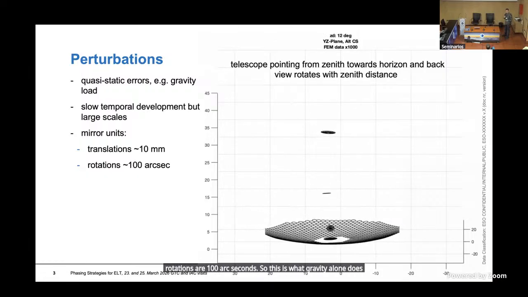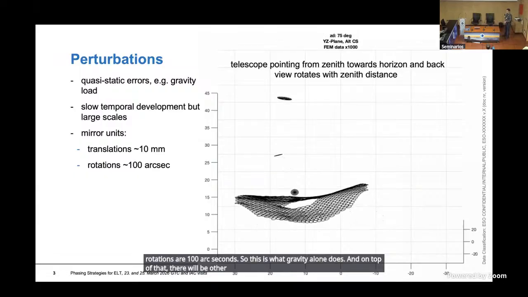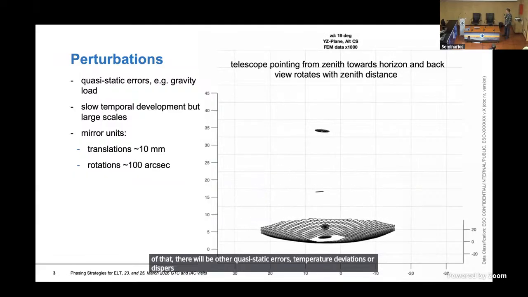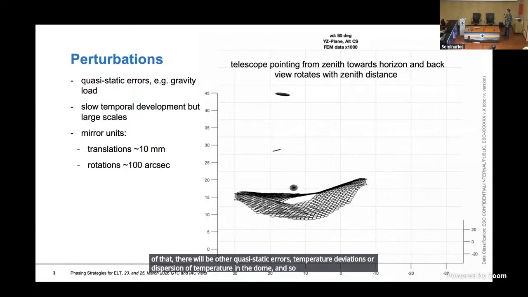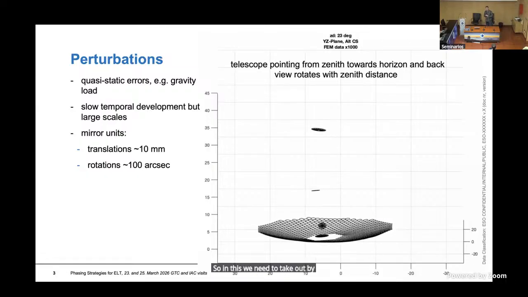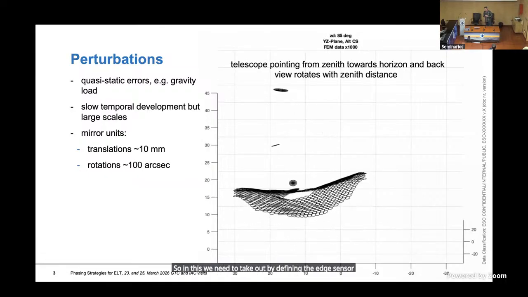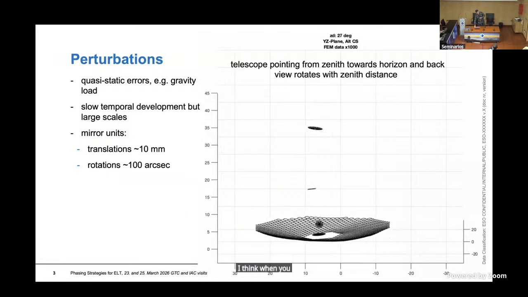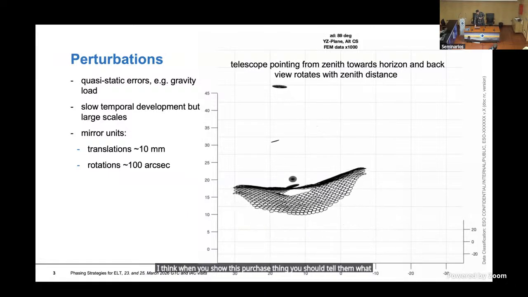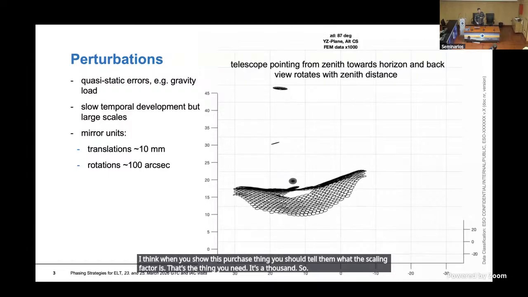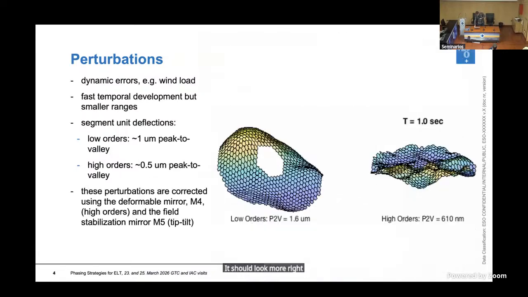On top of that, there'll be other quasi-static errors, temperature deviations or dispersion of temperature in the dome, and so on and so forth. This we need to take out by defining the edge sensor references in order to flatten the mirror. I think when you show this plot, you should tell them what the scaling factor is. Indeed, it's 1,000. So it looks more extreme than it is.